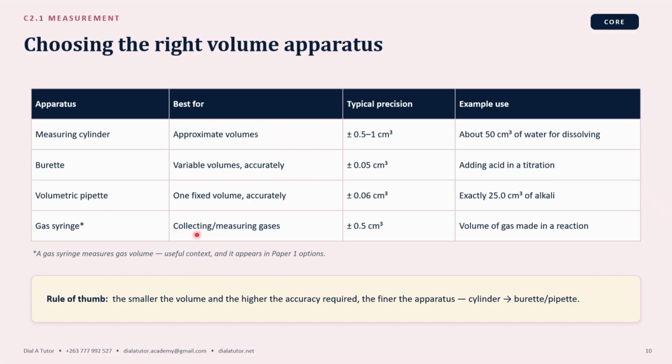A gas syringe is used to collect gas, normally accurate to about 0.5 cubic centimeters. Volume of gas made in the reaction, hence gas syringe. Rule of thumb: the smaller the volume, the higher the accuracy required, the finer the apparatus. So you may have the cylinder, then the burette, and then finally the pipette.